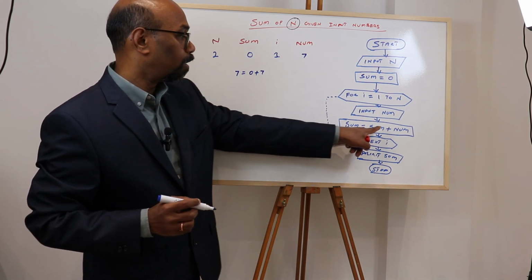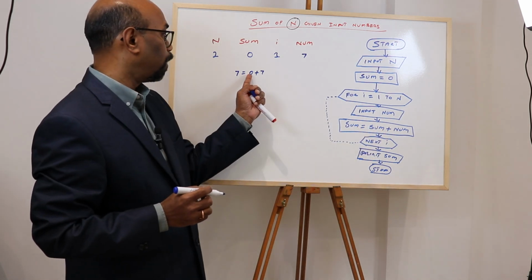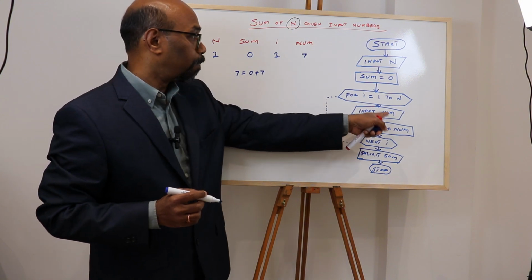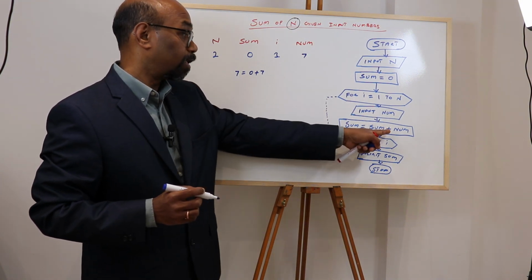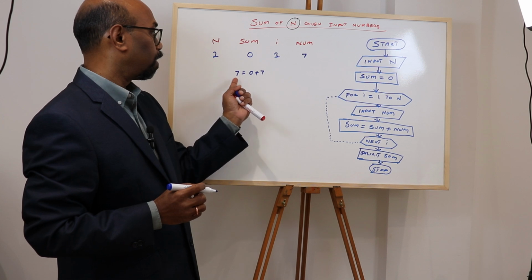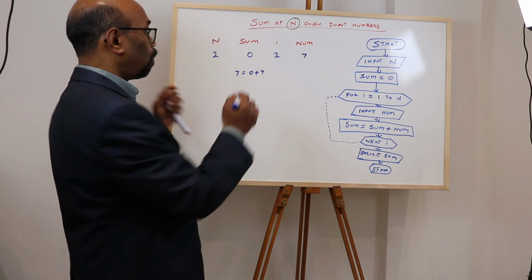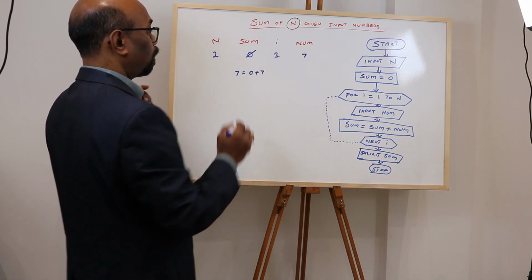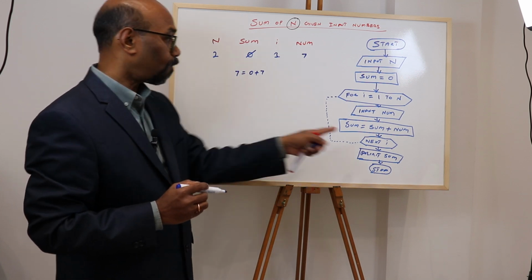Sum equal to sum plus number. Sum initial value 0. Our input is 7, which is number. 0 plus 7, 7. Now the sum value becomes 7, not 0 anymore.